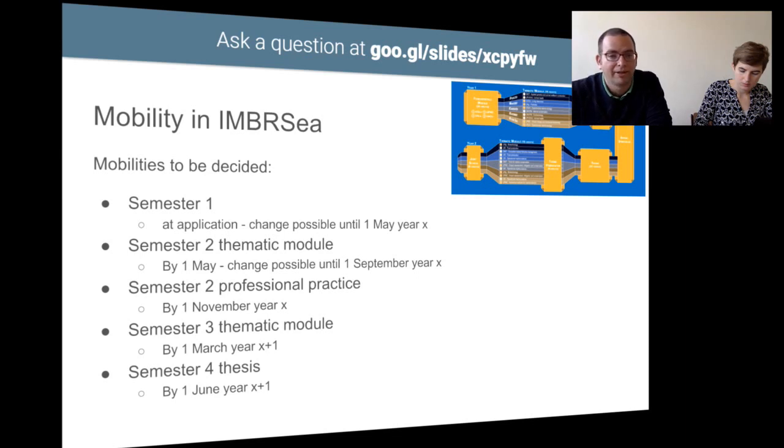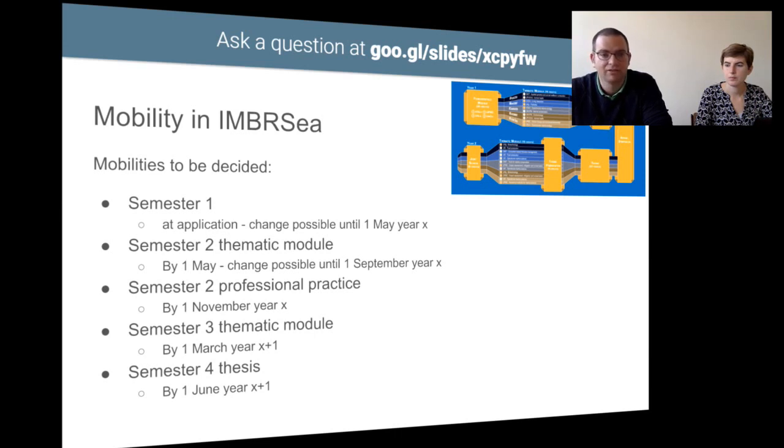If you do the program at the full extent, then it means that every semester you can change if you want and visit the whole of Europe in practice to study at a whole range of different universities. So when do mobilities have to be decided? Semester 1, the starting semester, is decided at application.